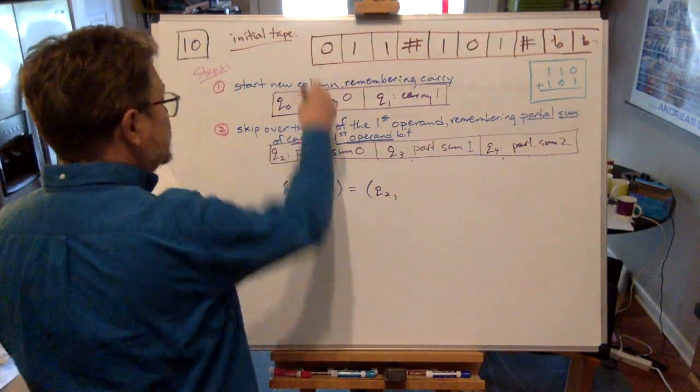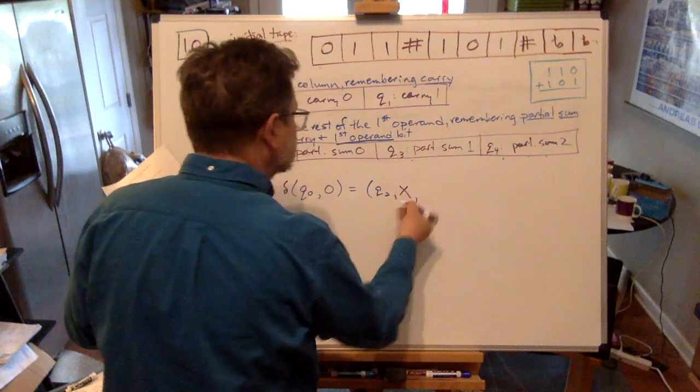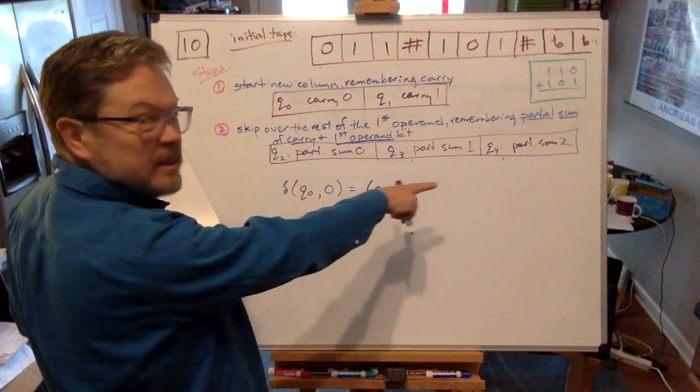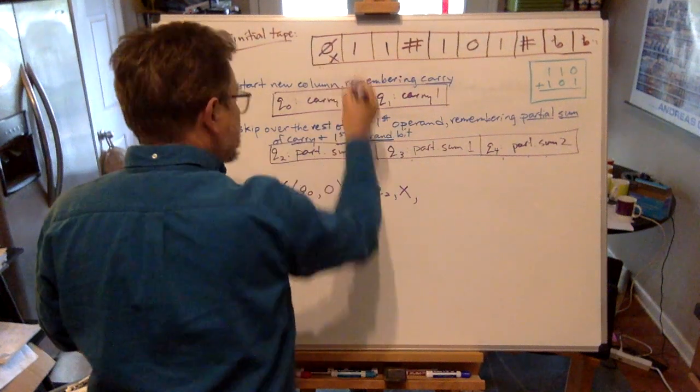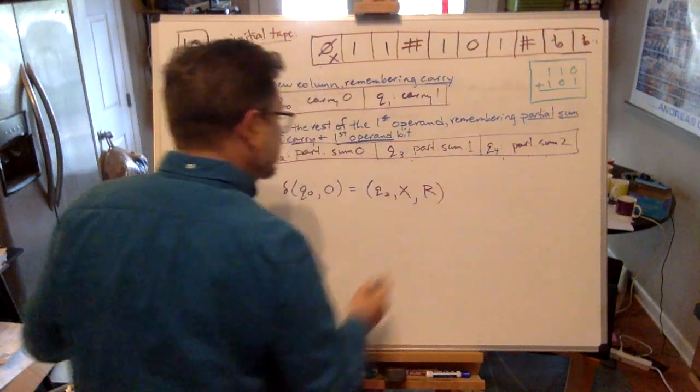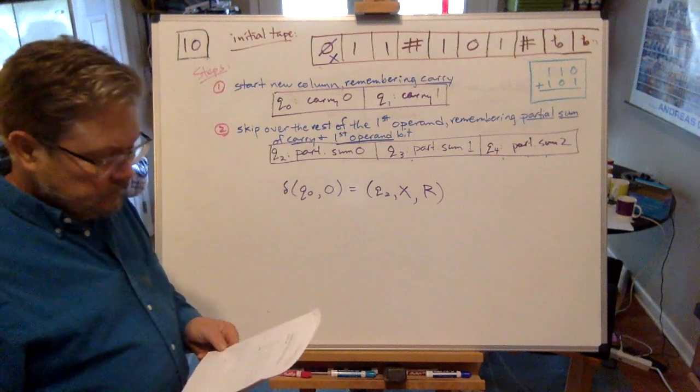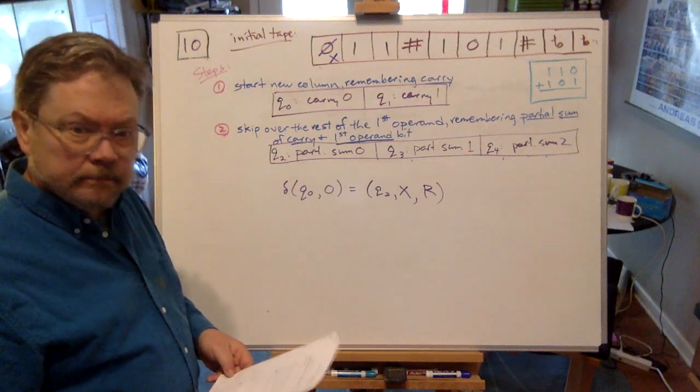We're going to burn up that 0 with an X. And we're going to move to the right to start looking for the bit of the other operand. So that 0 is gone, that's now an X, and we move to the right. See how to play this game?